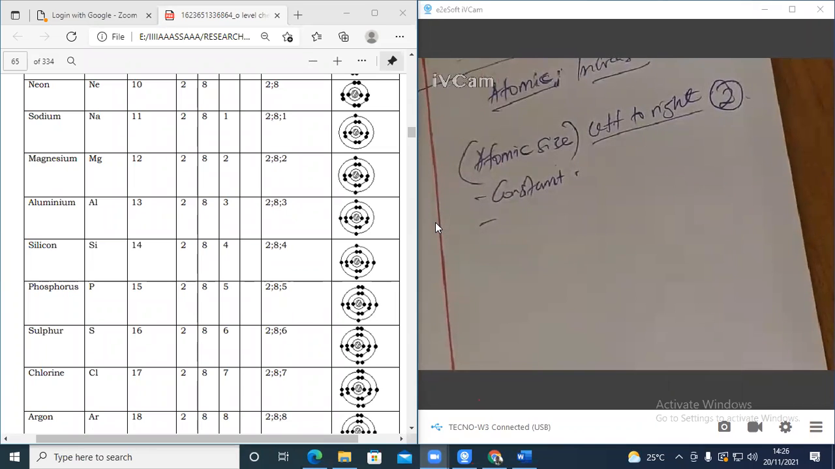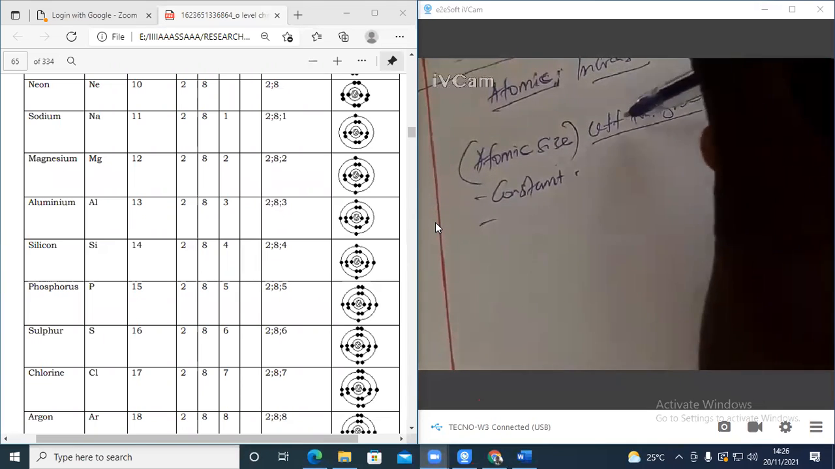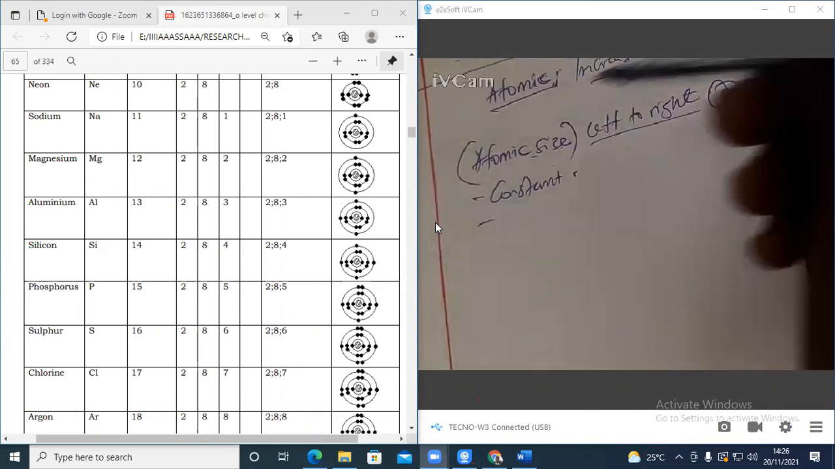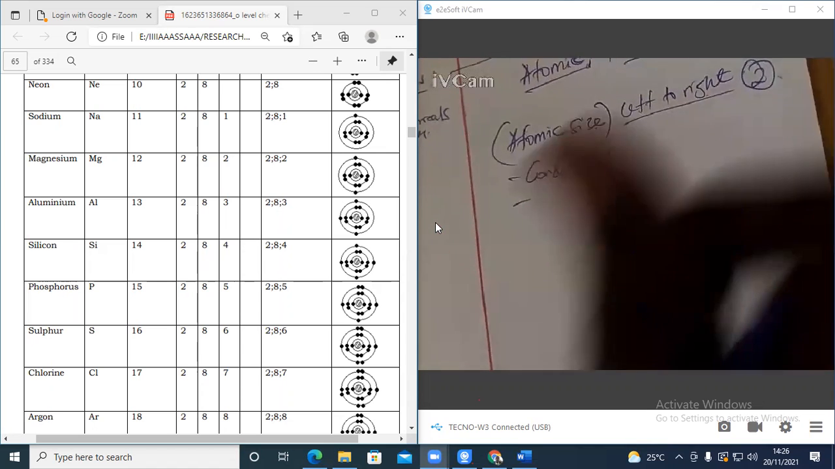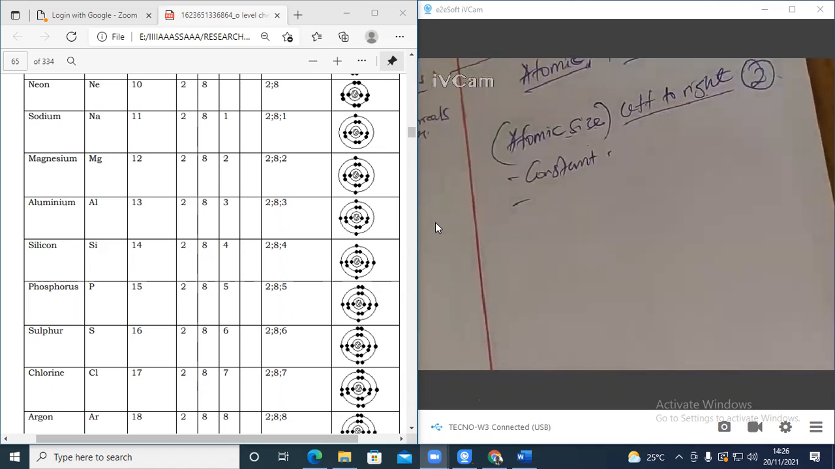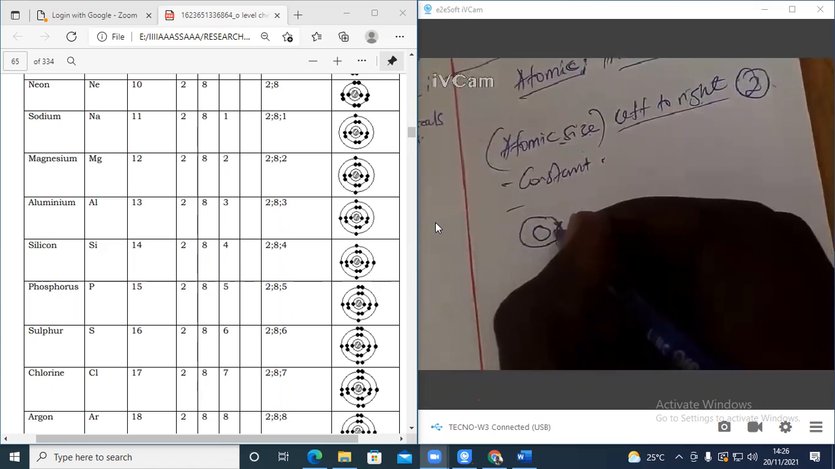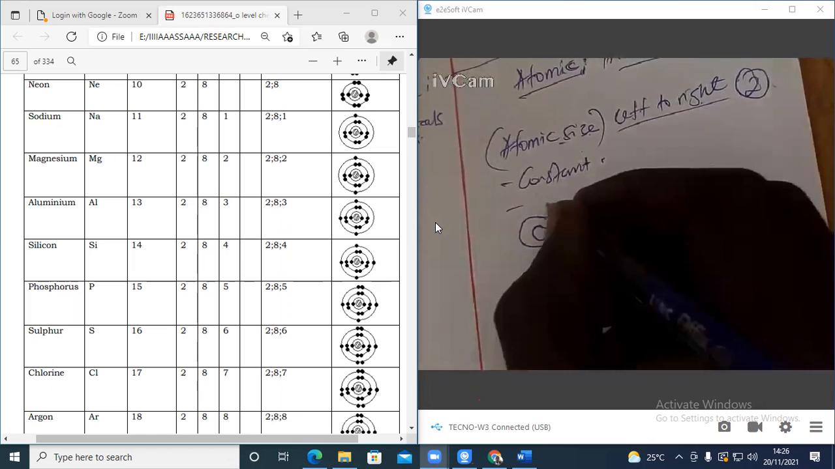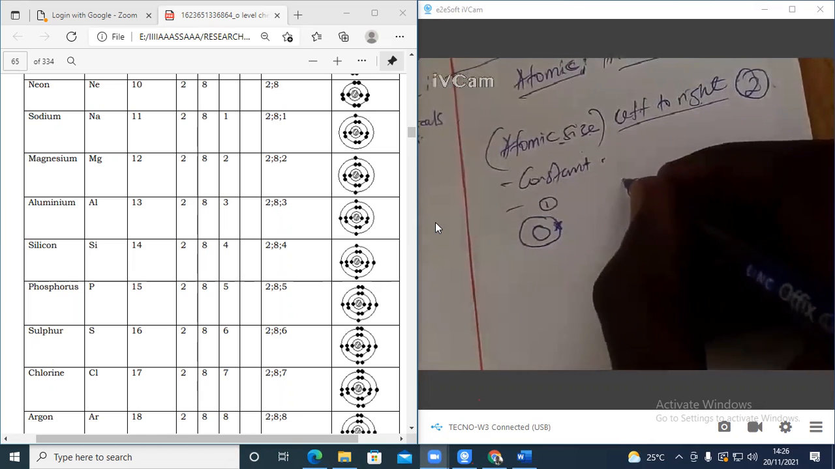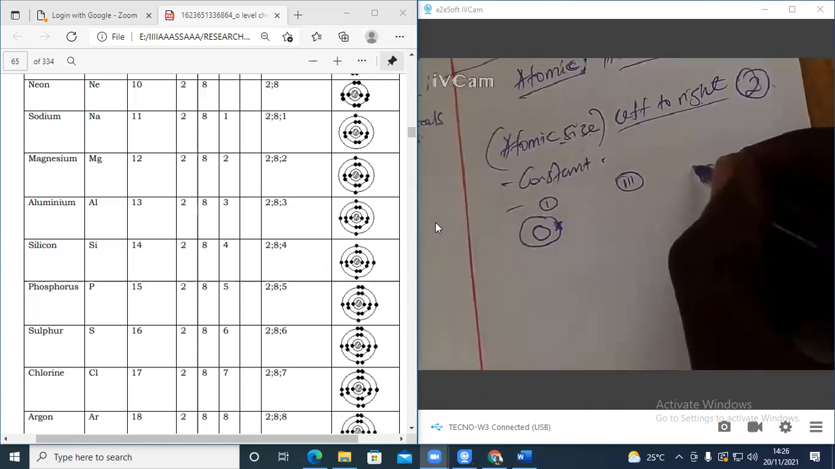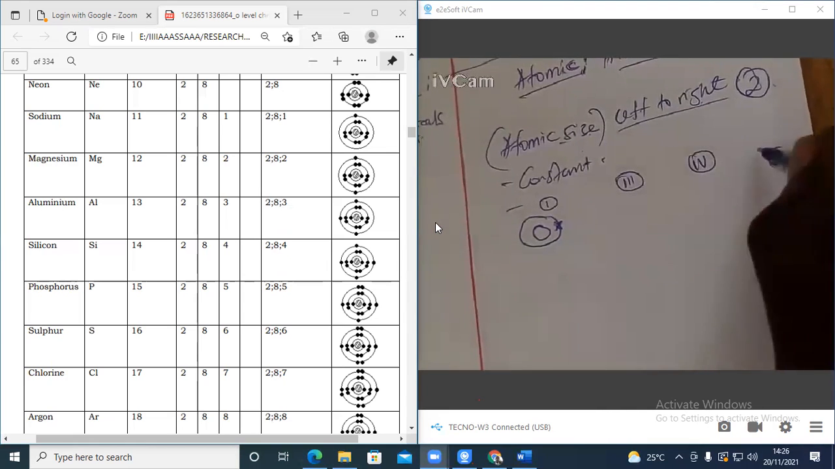The person has said from left to right, there is an increase in atomic size. The size is constant. Who else? Another opinion? I want people to think properly. The first element in period 2 is lithium, and lithium has 2 shells and 1 electron outside. Then I want to look at group 3, group 6, and then group 8.